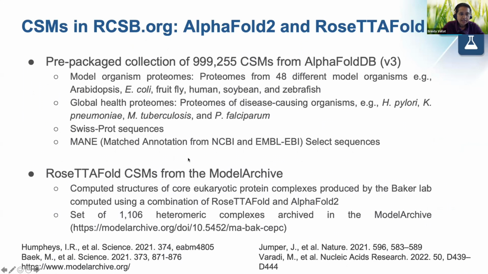So what are the models that are currently available that have been integrated with RCSB.org? The current set consists of a prepackaged collection of about 1 million models from AlphaFold2, as well as 1,100 models from Model Archive, comprising the core eukaryotic protein complexes modeled using RoseTTAFold and AlphaFold2. These computer structure models collectively cover the entire human proteome and those of model organisms, selected pathogens, as well as organisms relevant to bioenergy research.